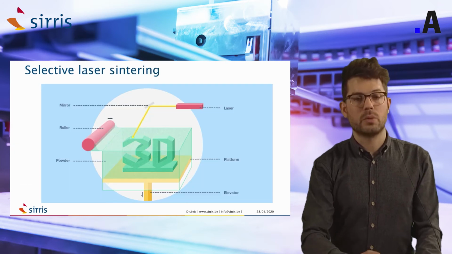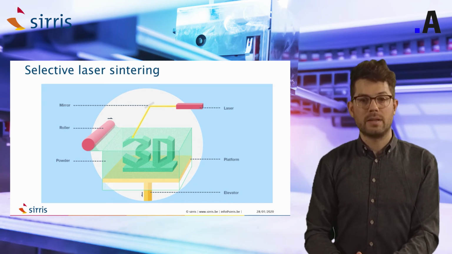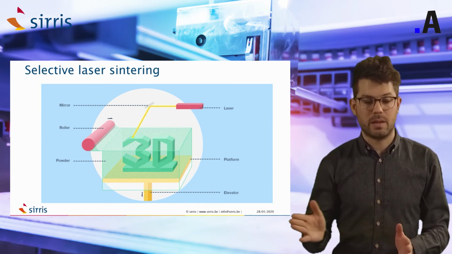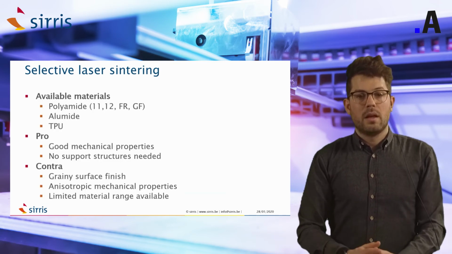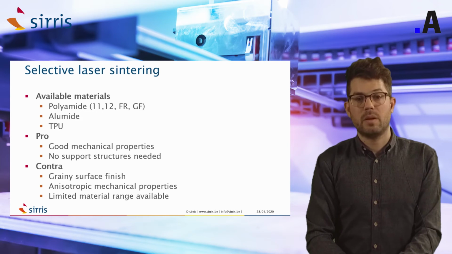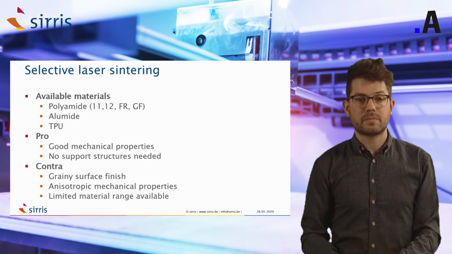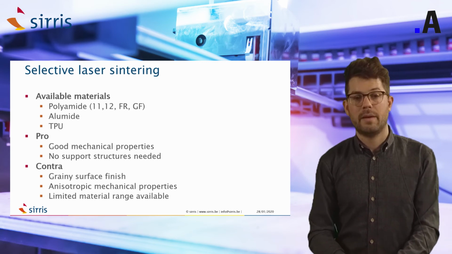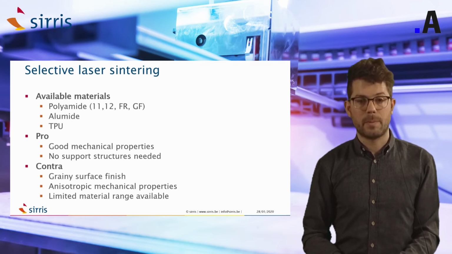Then we come to another polymer technology, selective laser sintering. With this technology, we will melt polymer powder together. So again, we will spread a layer of powder and we melt it together with a laser source. Some available materials are polyamide, different grades of polyamide, also fire resistant or filled with glass beads. We can also combine the polyamide with aluminium, so we get alumide. And then we have also a flexible polymer available, which is TPU.